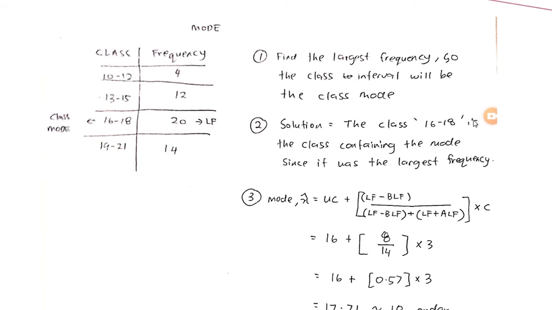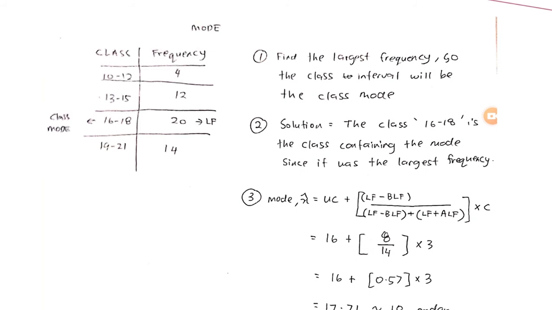So next, I am Muhammad Aiman bin Osman, and I'm gonna explain about mode. First of all, we need to create the table and input 2 columns of class and frequency. Next, we need to find the largest frequency. So the class interval will be the class mode.